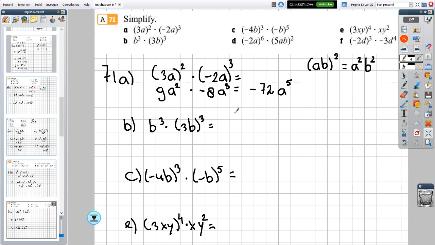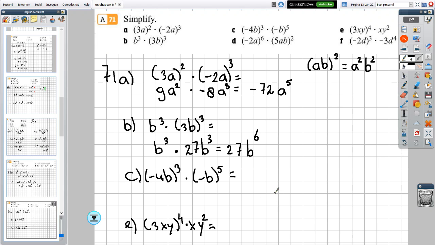I think B is easier than A, because the first thing is just B to the third, so we can just copy that, B to the third, times (3B) to the third means 3 to the third power. 3 times 3 times 3 is 27. And then B to the third power. This is a multiplication, so again I can simplify. First put the numbers in front, 27, and then do B to the 6th or to the 9? To the 6th, right? You add the exponents. 3 plus 3 is 6.